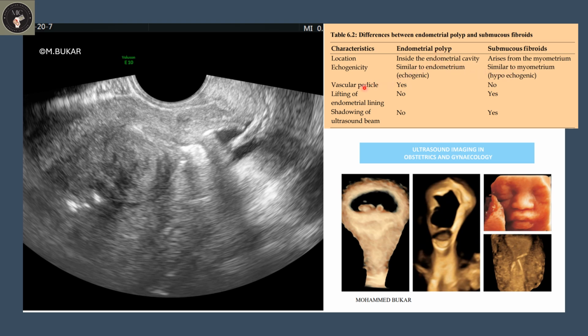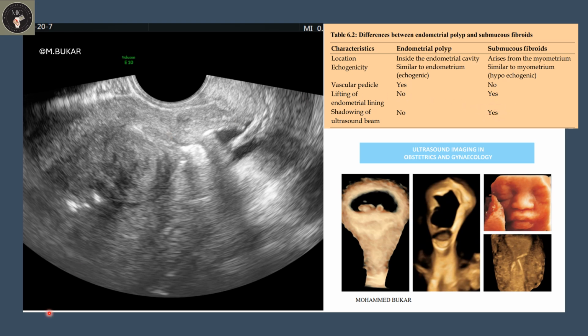Endometrial polyp will have a vascular pedicle that crosses the endomyometrial junction. Remember, the preceding slides did not show that vessel crossing the endomyometrial junction. So in submucous fibroid, there is no vascular pedicle. In endometrial polyp, because it is inside the endometrium, there will be no lifting of the endometrial lining, but in submucous fibroid there will be lifting of the endometrial lining. In endometrial polyp there will be no shadowing, but there will be shadowing in submucous fibroid.